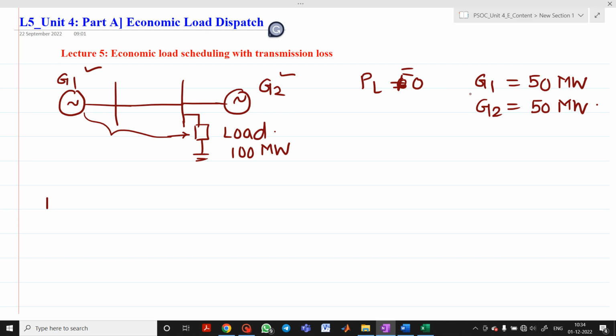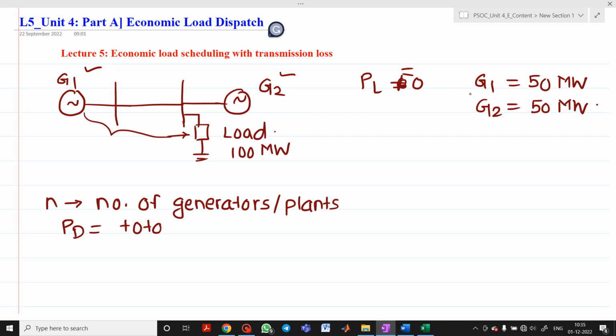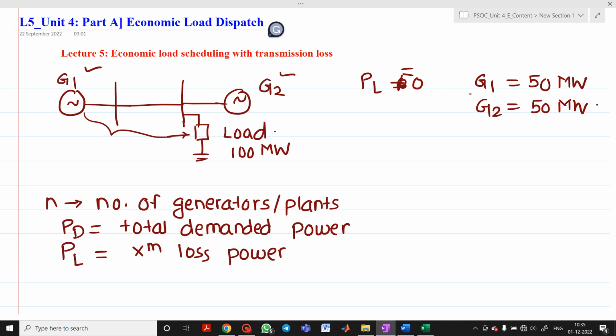So let us consider that here N will be equal to the number of generators. What is this N? Number of generators, or in other words you can say the number of plants, N number of plants. Then PD will be equal to the total power which is to be demanded, or I can write total demanded power. Then this PL, let me take this PL, is nothing but what? It is transmission loss power. This is total transmission loss power.